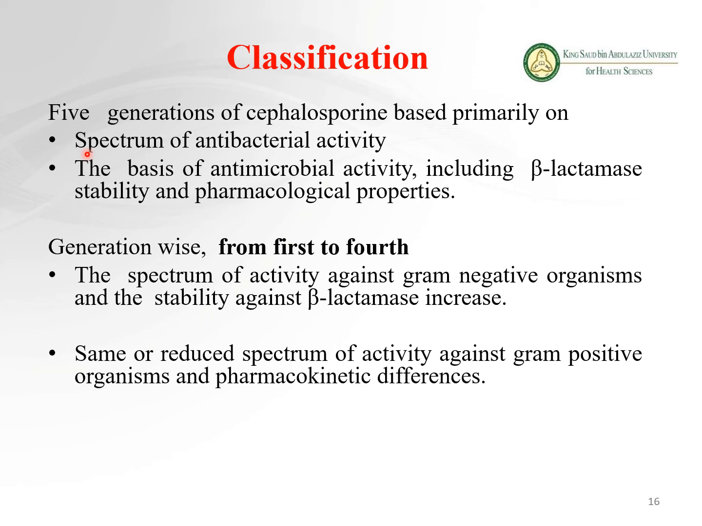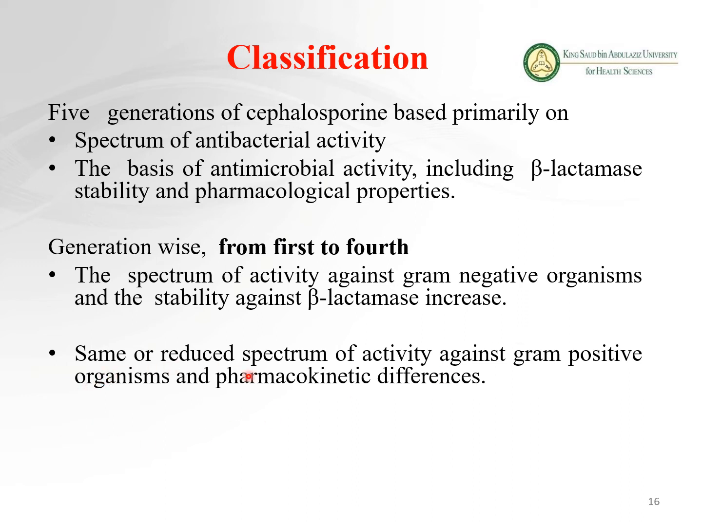So generation-wise, from first to fourth or even fifth, the spectrum of activity against gram-negative organisms and the stability against beta-lactamases increases, because mostly these beta-lactams are more effective in gram-positive bacteria as compared to gram-negative bacteria, because gram-negative bacteria have more beta-lactamase enzyme, so the next generations are more stable against these beta-lactamase enzymes.